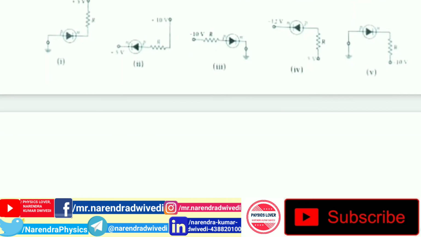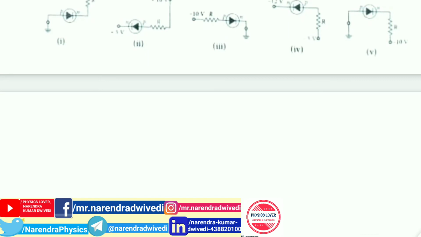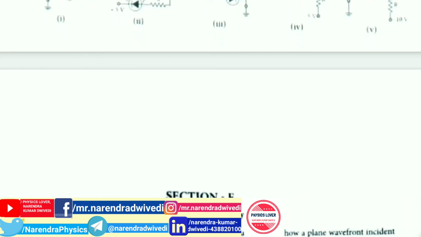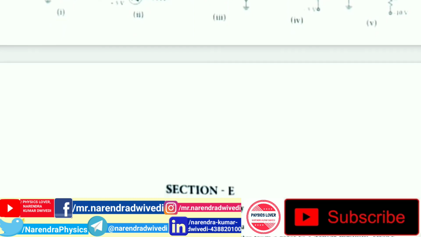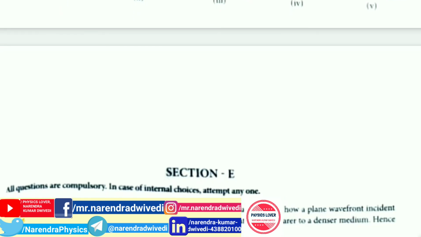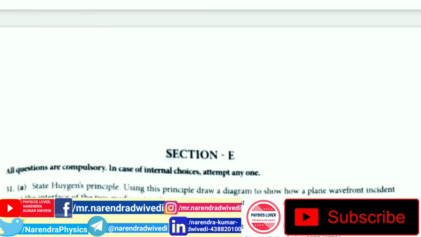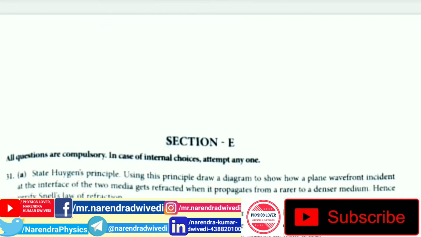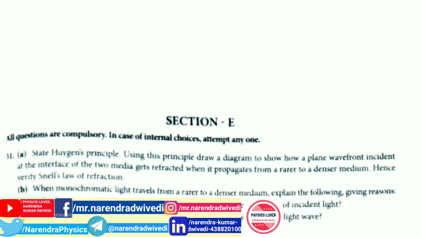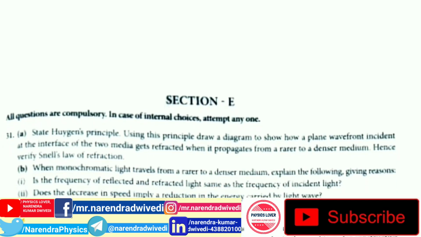B. When monochromatic light travels from a rarer to a denser medium, explain the following giving reasons. First, is the frequency of reflected and refracted light the same as the frequency of incident light? Second, does the decrease in speed imply a reduction in the energy carried by the light wave? Or A. State the importance of coherent sources in the phenomenon of interference.